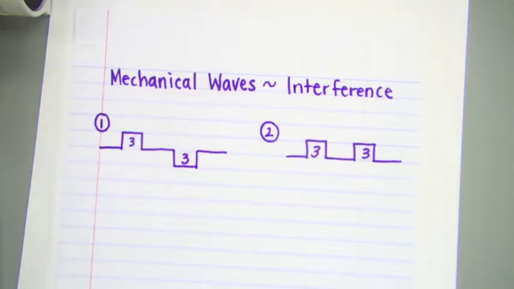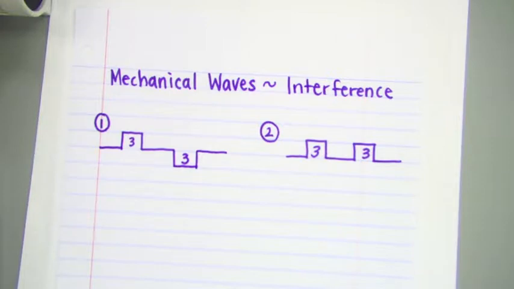So let's talk about mechanical waves and interference. Mechanical waves are disturbances that carry energy through a medium, and a medium is a solid, liquid, or gas. Waves are special because they can exist in the same place at the same time. Masses cannot.